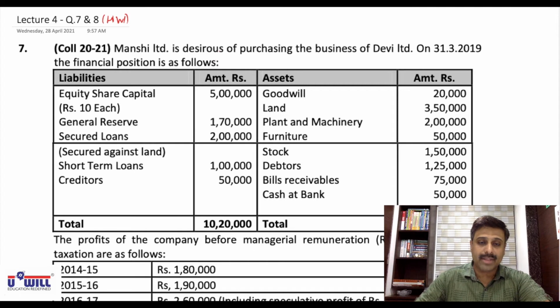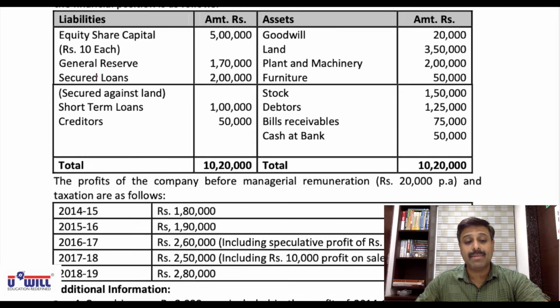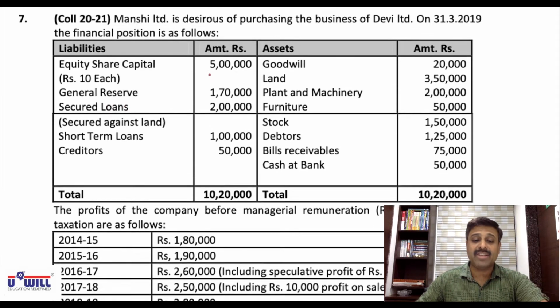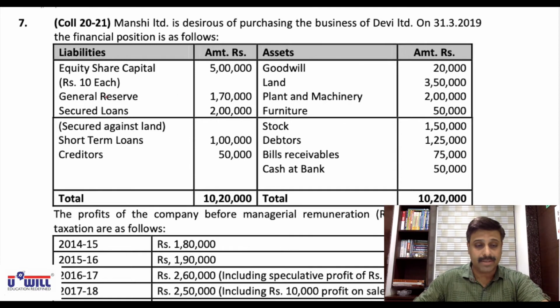So right now we take up question number 7, look at it. Munshi Limited is desirous of purchasing the business of Devi Limited. On 31/3/2019, the financial position is as follows. Now, equity share capital is not an external liability, it won't be included. General reserve is not an external liability, it won't be included. We are talking about capital employed. In capital employed, which things from the balance sheet should be included if we find it by the indirect method?